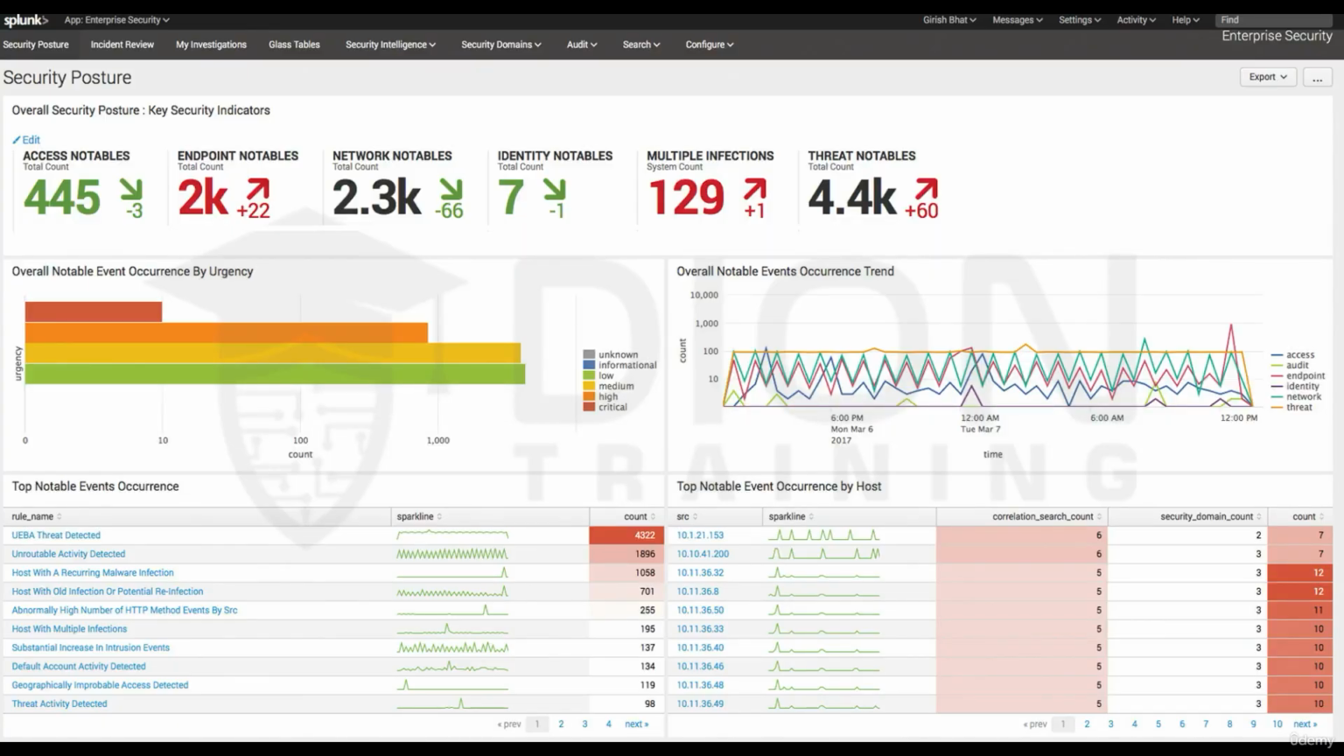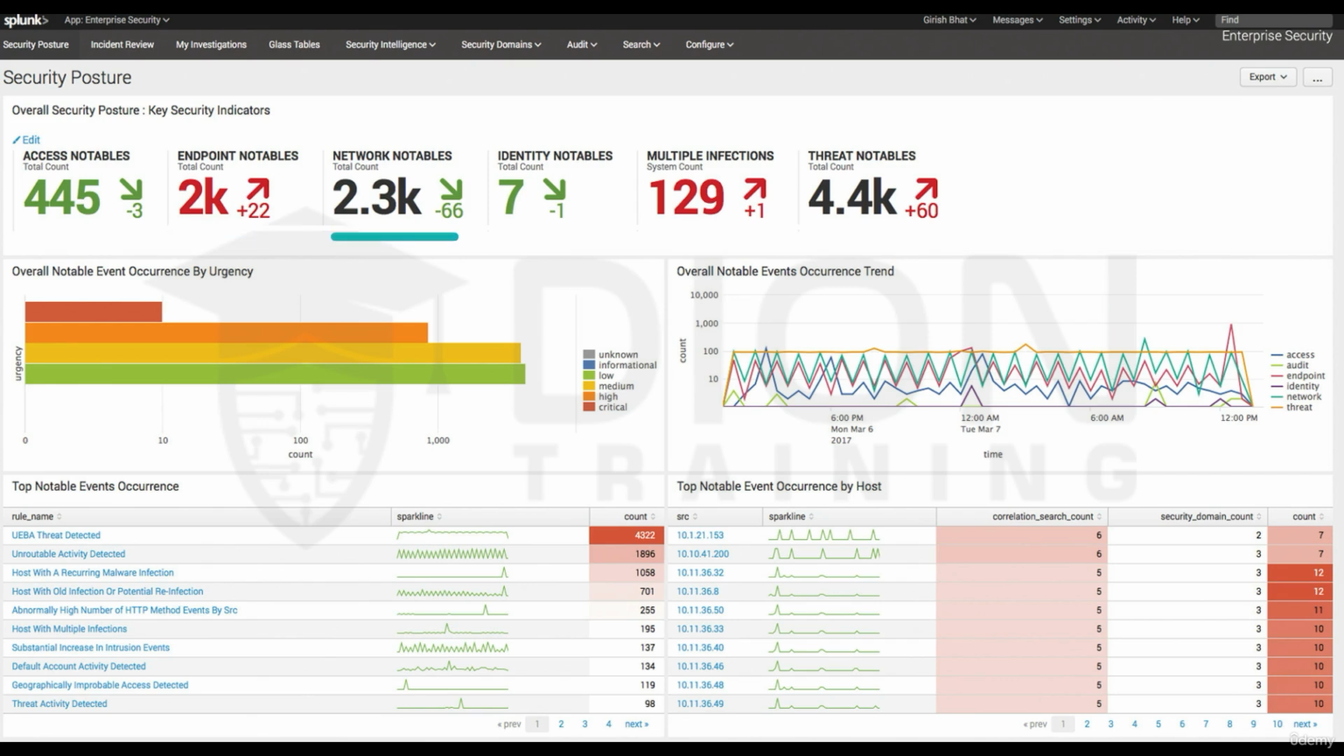For example, if we take a look at a sample dashboard from Splunk, you can see here that this shows my basic security posture of the network. In this case, we can see that there are access notables going down. It's actually 3 less than it was previously. We can see the endpoint notables going up by 22, bringing us to a total count of 2,000. And that's red because it's something bad and we want to look at.